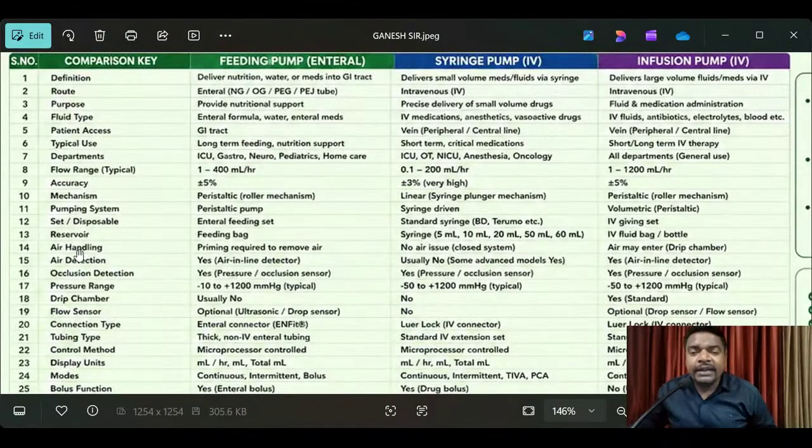Now come to the point. The 11th point in the comparison is the pumping system; I'm showing it with the mouse, see here. Now the pumping system is completed. Now the 12th point, come here: set disposal.